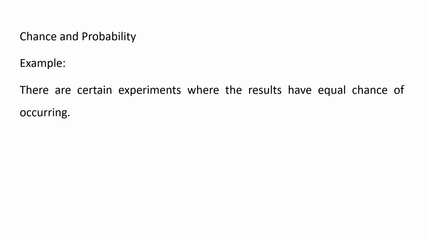That is given here. There are certain experiments where the result has equal chance of occurring. Equal chance of occurring. So the meaning is what I said. So equal chances are there. When I toss a coin, I have an equal chance of getting a tail. You're saying you'll get tail. I'm saying I'll get head. But there is an equal chance, right? So that is known as probability.